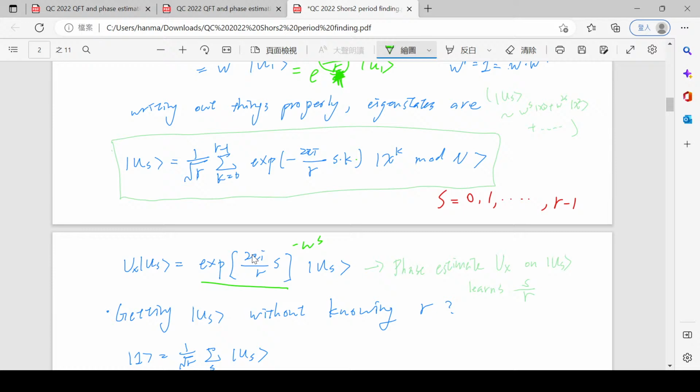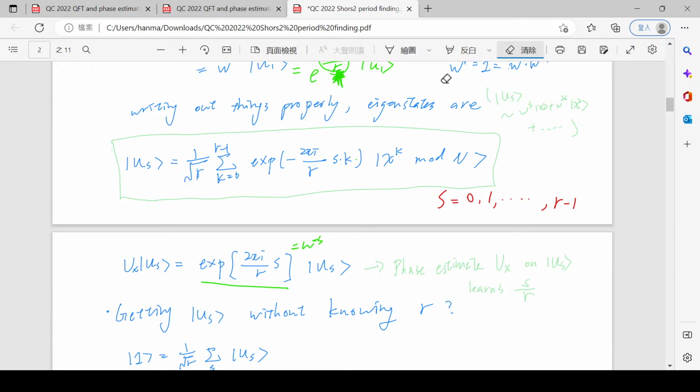Then it's exponential e to omega to the minus s. So this is exponential e to the 2 pi over r s. And if we ignore this 2 pi r, it's kind of constant. Then from here you can learn s divided by r. We already said. Sorry. Yeah.